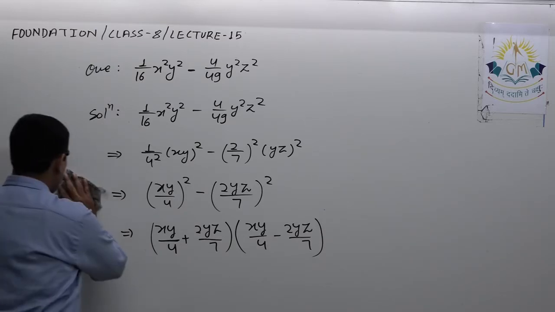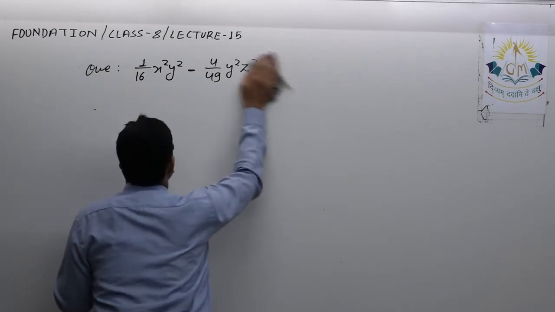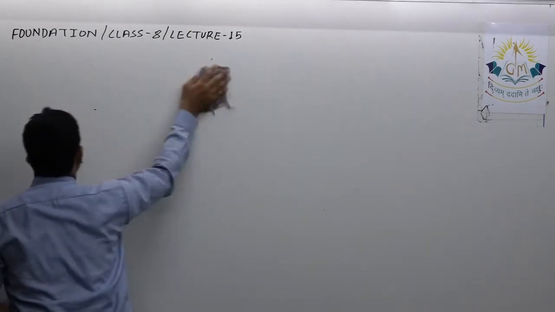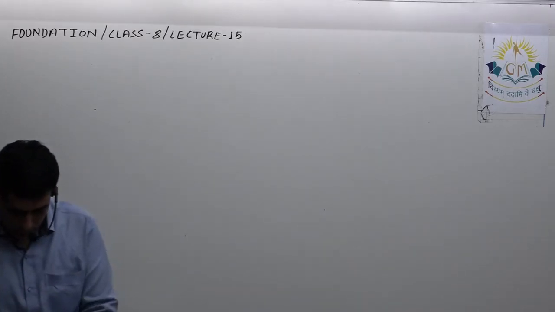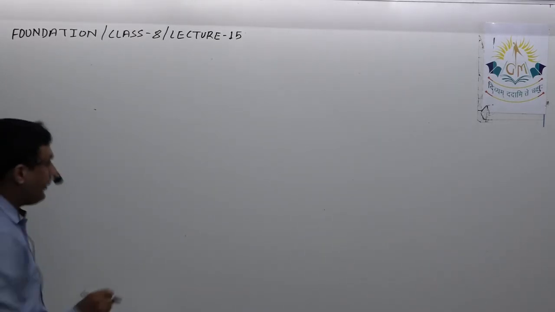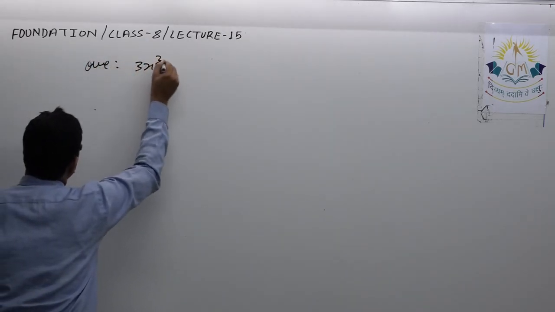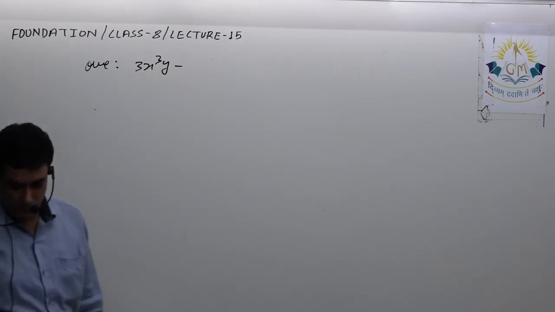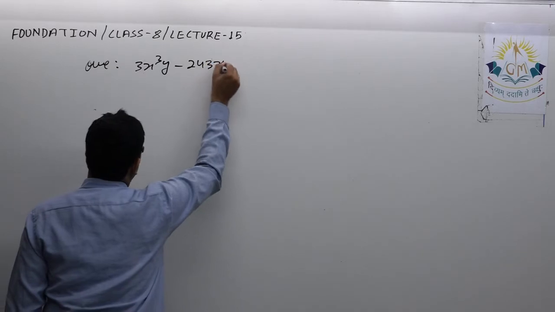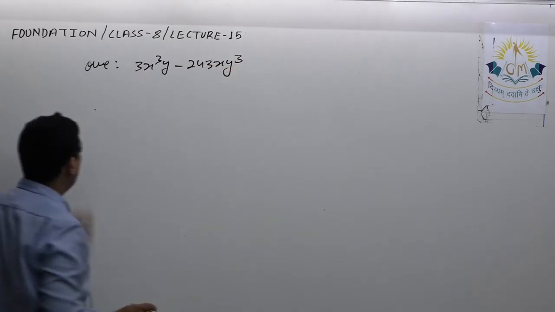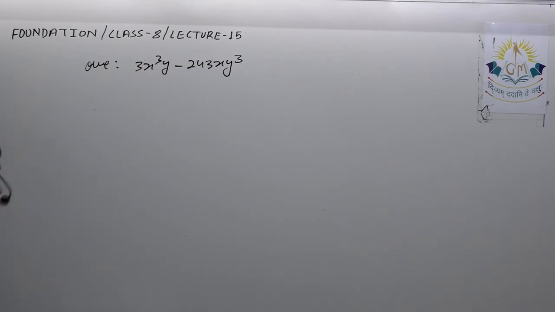Okay, now let us see the next question. Now next is 3x cube y minus 243xy cube. 3x cube y minus 243xy cube.